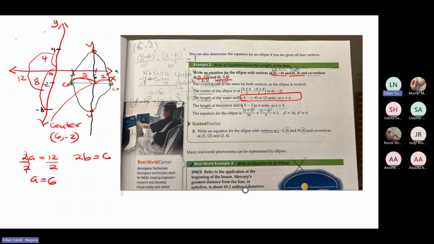So what do I say? 2b equals 6, divide by 2. B is how much? 3. That's what we did here. Or you just take the bigger number and subtract the smaller number and divide by 2. So if the center is not (0, 0), we will use the other equation.